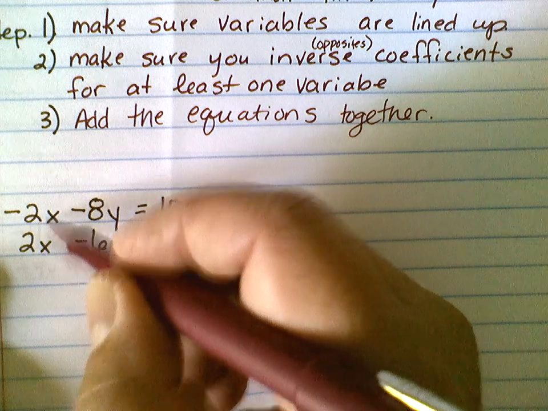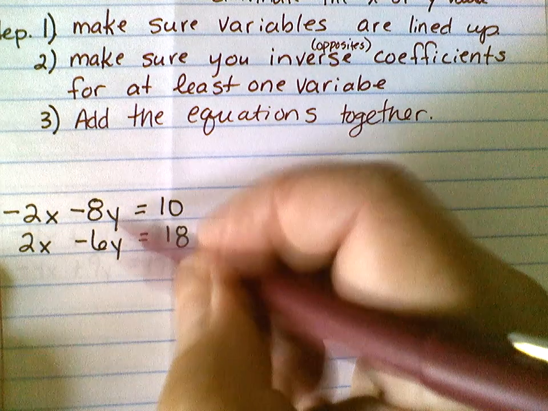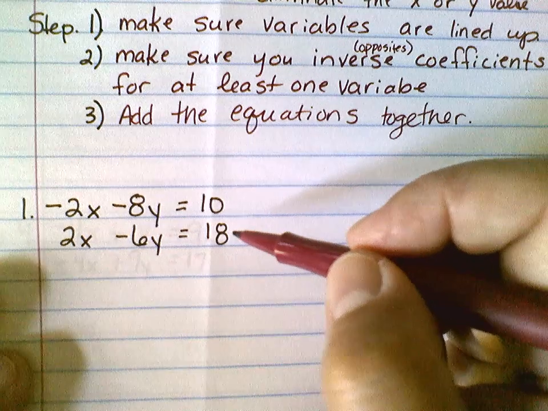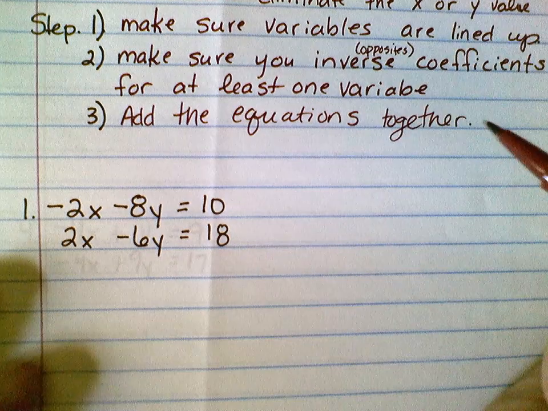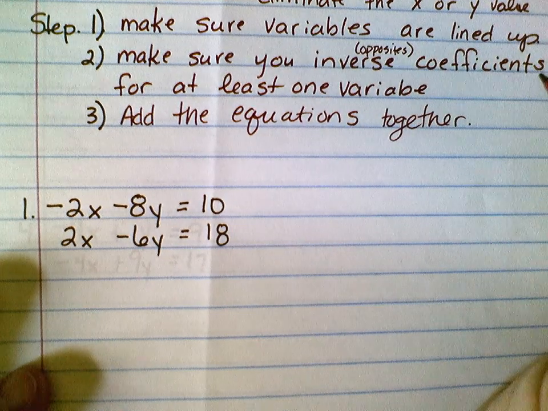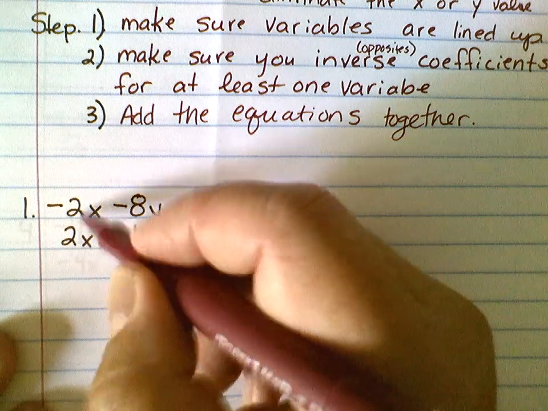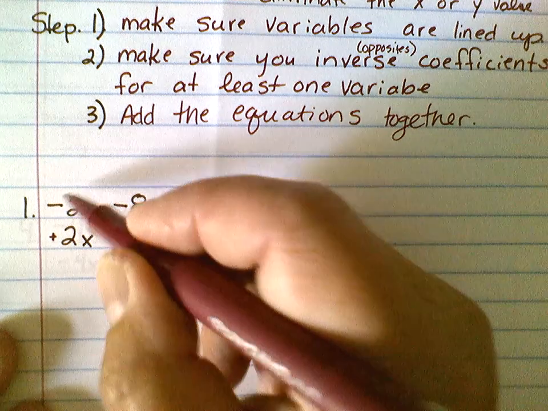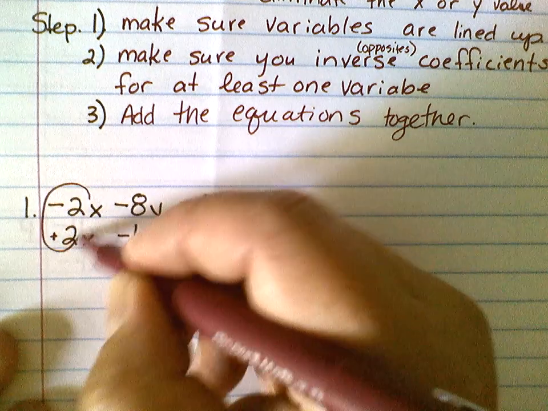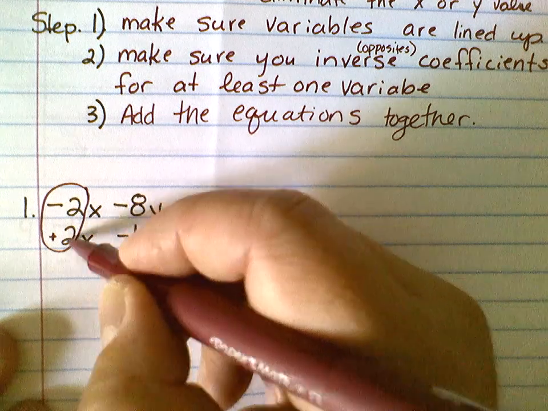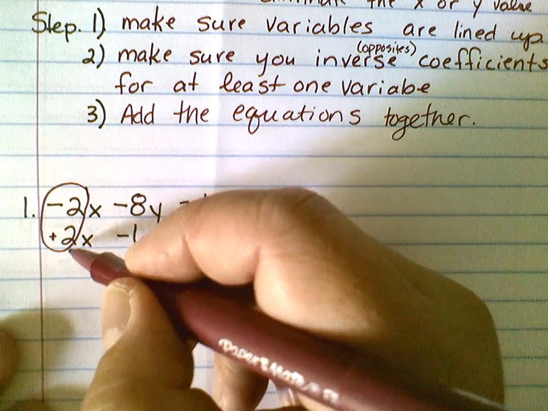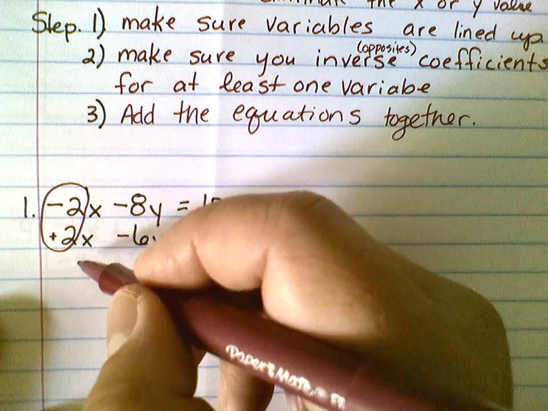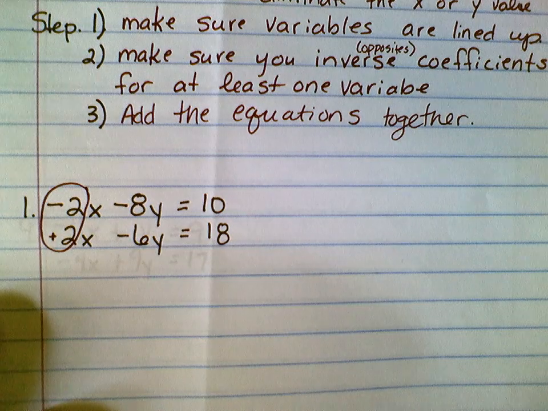Okay, so if we look at the first example, we want to make sure our variables are lined up. And here I see the x's are together, the y's are together. I also want to make sure the equals are in the same spot and our constant terms are in the same spot, and they are. So step one is good. Then I want to make sure I have inverse coefficients. So if I look at the first ones, I have a positive 2x and a negative 2x. This is what I'm looking for, because if I add negative 2 to positive 2, these two numbers are going to equal 0, and we will eliminate that x value.